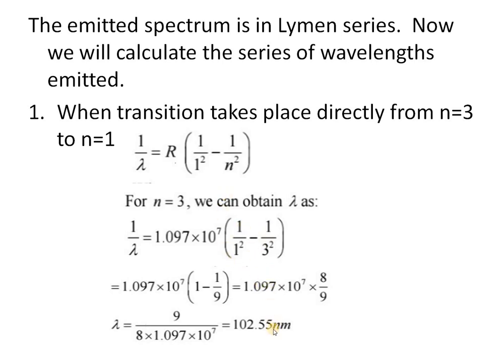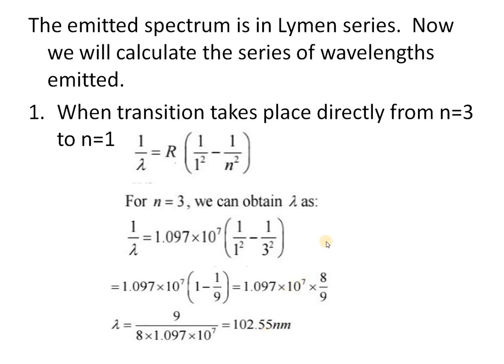Now this is how the calculations are made. So n1 is equal to 1, n2 is equal to 3. So directly when the electron transits from n is equal to 3 to n is equal to 1, we can see the calculations here. So lambda, we are going to get 102.55 nanometer. Nano refers to 10 power minus 9. So the wavelength of the emitted photon in the Lyman series when transition takes place from n is equal to 3 to n is equal to 1 is 102.55 nanometer.